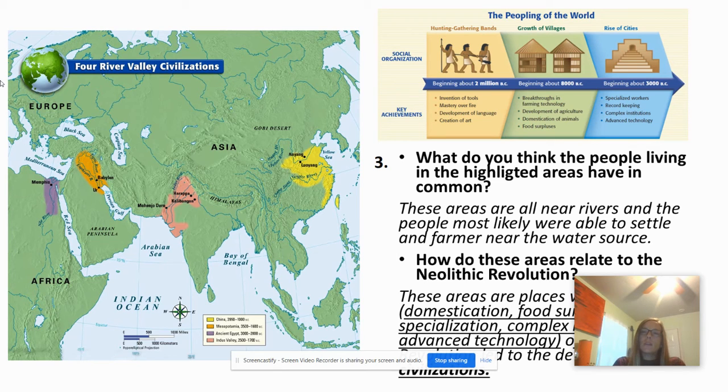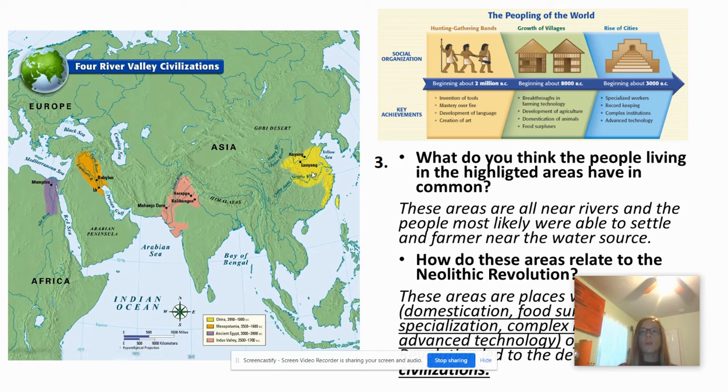And so today I'm asking you, what do you think the people living in the highlighted areas have in common? So if you look here in Egypt, you have the Nile River. In the Middle East region, so this is present-day Iraq and Syria, you have the Tigris and the Euphrates River. In present-day Pakistan and northern India, you have the Indus River. And then over in present-day China, you have the Huanghe or the Yellow River. And so something that these areas have in common is they're all next to a dependable water source. And so this allows for the discovery or the innovation of farming.